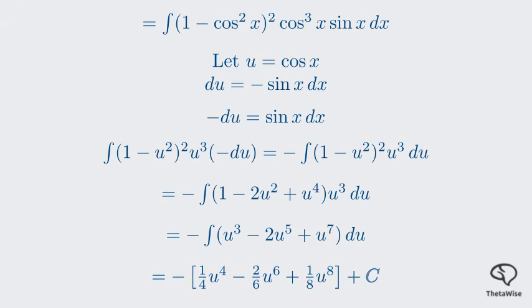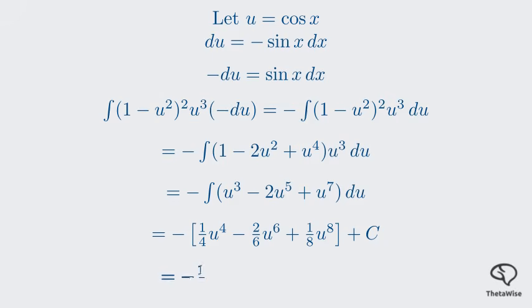the 8th plus c. Simplifying the coefficient of the middle term and distributing the negative sign, we get negative 1/4 u to the 4th plus 1/3 u to the 6th minus 1/8 u to the 8th plus c.